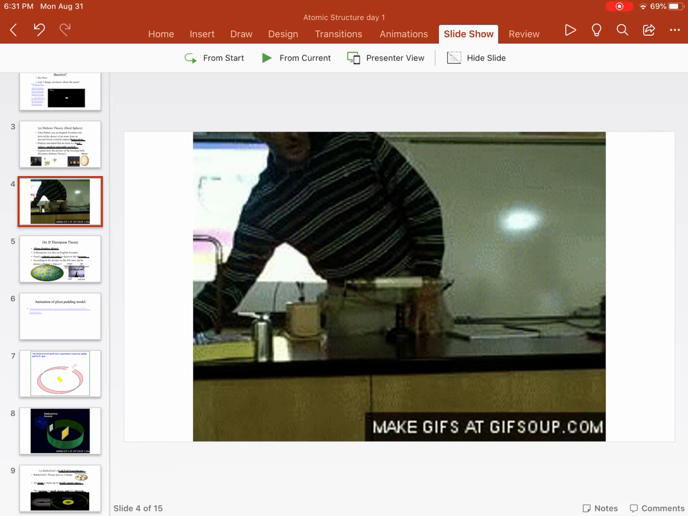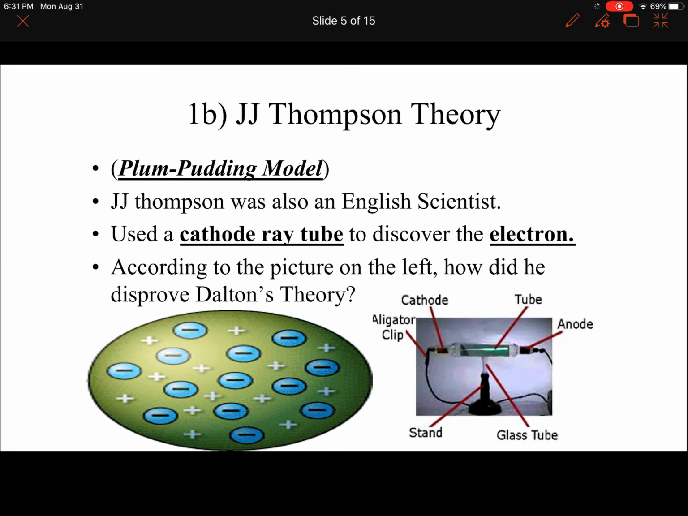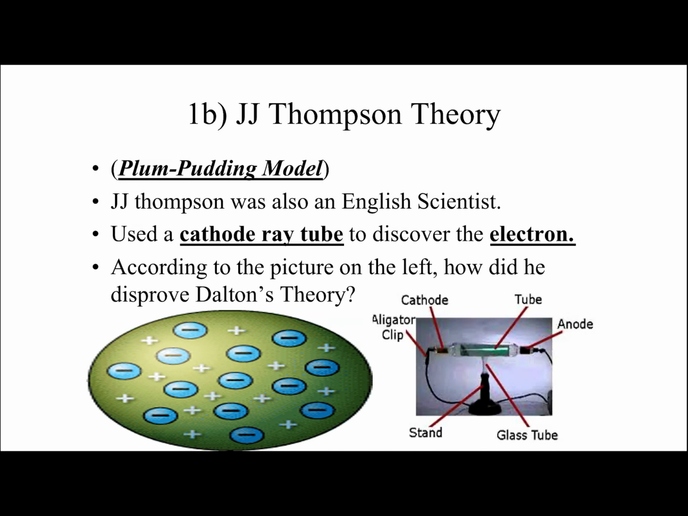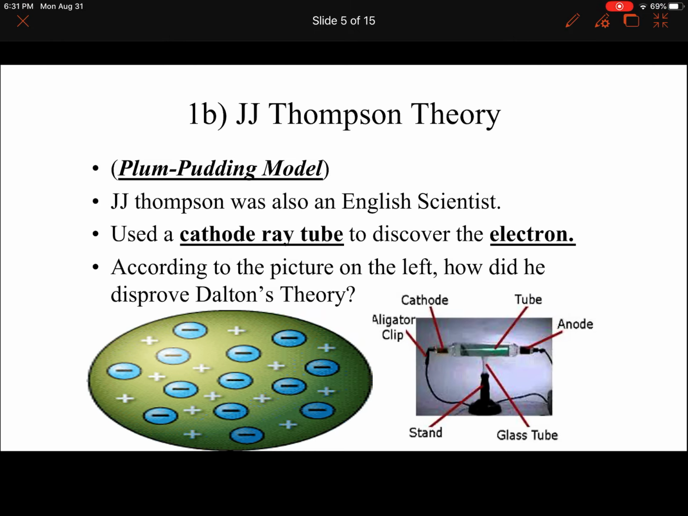Next theory is J.J. Thomson. Well, before I get to J.J. Thomson's theory, actually, let's go to it right now. J.J. Thomson was a student of Dalton. He was also an English scientist. He developed what's called the plum pudding model. That basically says that if you ever had plum pudding cake, it's packed inside. It's a very spongy cake.